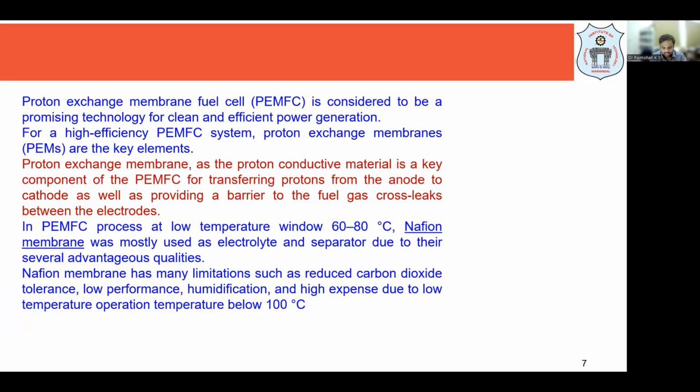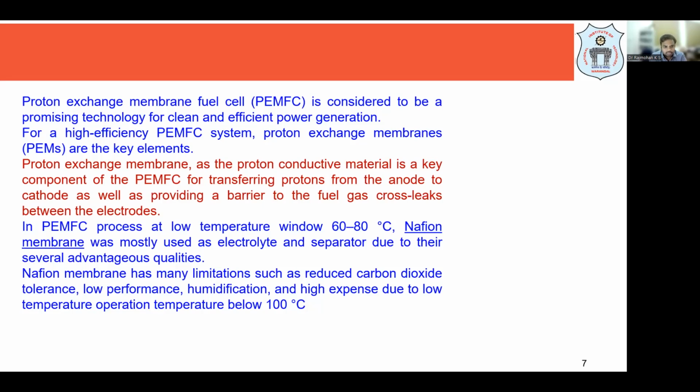Okay. To start with this particular lecture, we have already seen in detail that proton exchange membrane fuel cells are considered to be the promising technology for clean and efficient power generation. And particularly for high efficiency PEM fuel cells, we need the polymer electrolyte membrane to be perfect. Okay, so it should have all the desired qualities, right? Because this proton exchange membrane, as the proton conductive material, is a key component of the PEM fuel cell for transferring protons from the anode to cathode, as well as providing a barrier to the raw material crossovers, right? So all this needs to be taken care of by the proton exchange membrane.